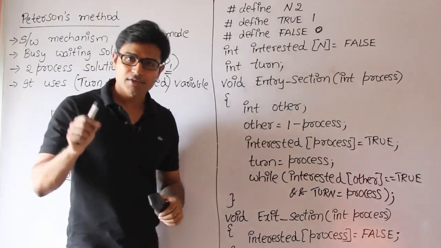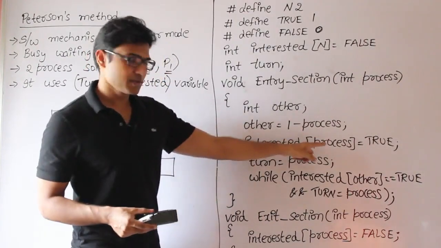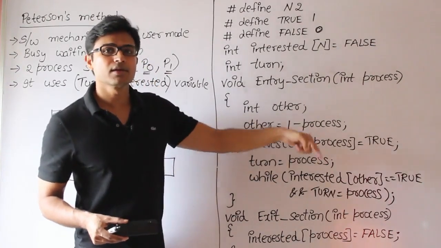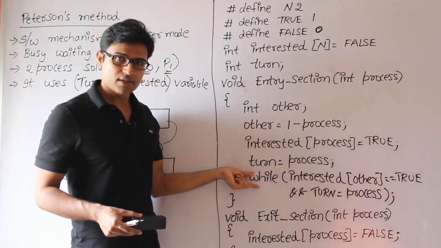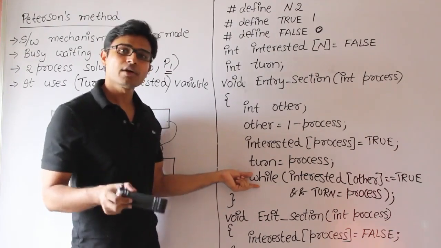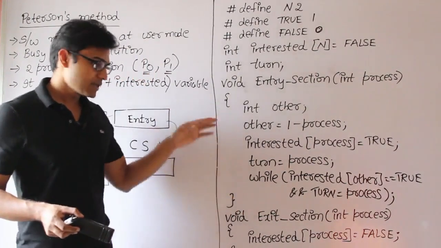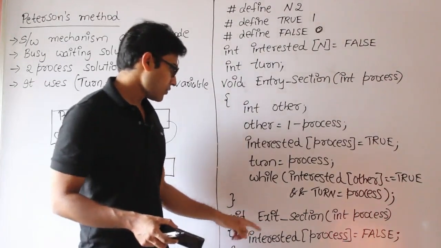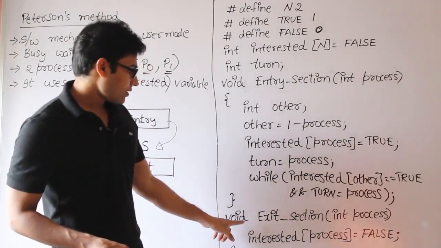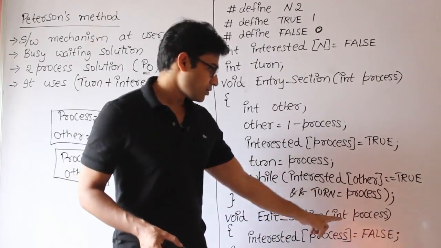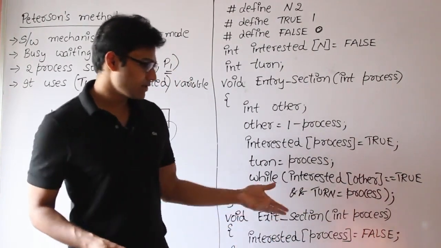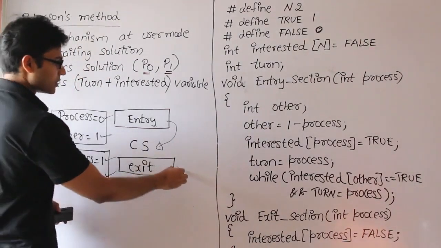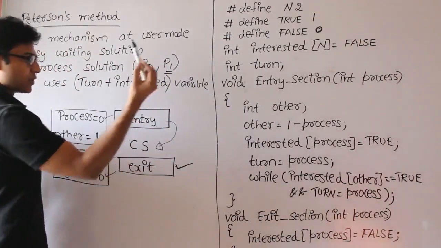Why? Because the chances are that when the other process is interested, that process might have already crossed this entire part and it might be in the critical section. Therefore I'll wait in an infinite loop. Till what time? Till the other process comes out and makes its value false. How long are you going to wait? We are going to wait till the exit section of the other process. Exit is nothing but showing that I'm not interested anymore, which means once you have reached here, you should say that I'm not interested, you can get in.